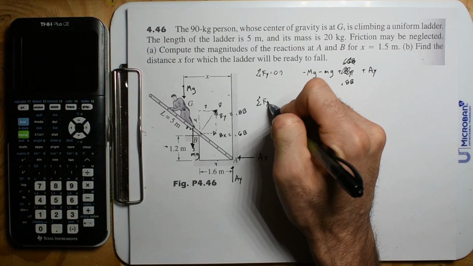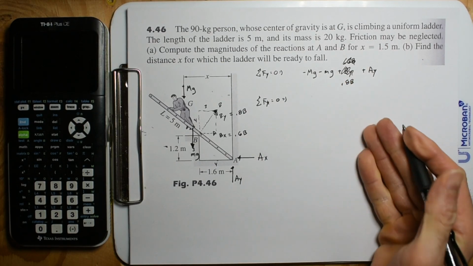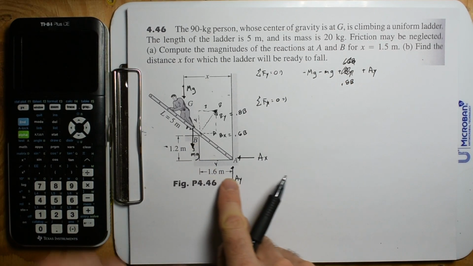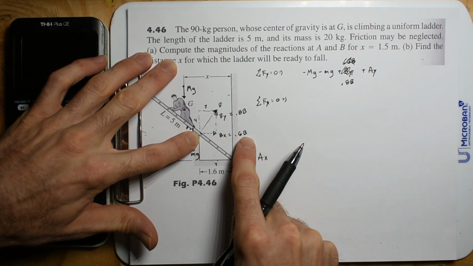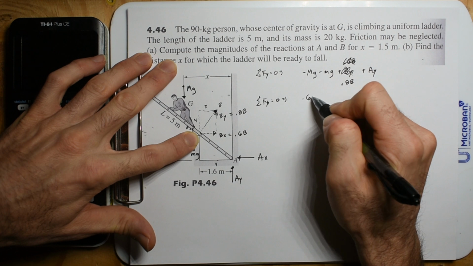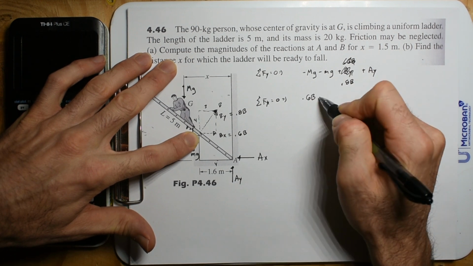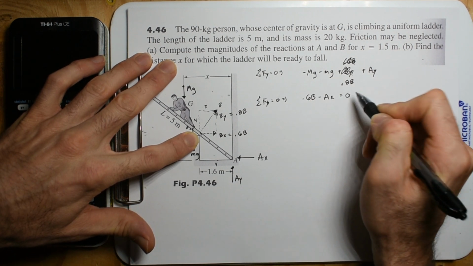We're going to sum the forces in the x direction. Those are going to be 0. So we have 0.6 B, and then minus Ax. That's going to be equal to 0.